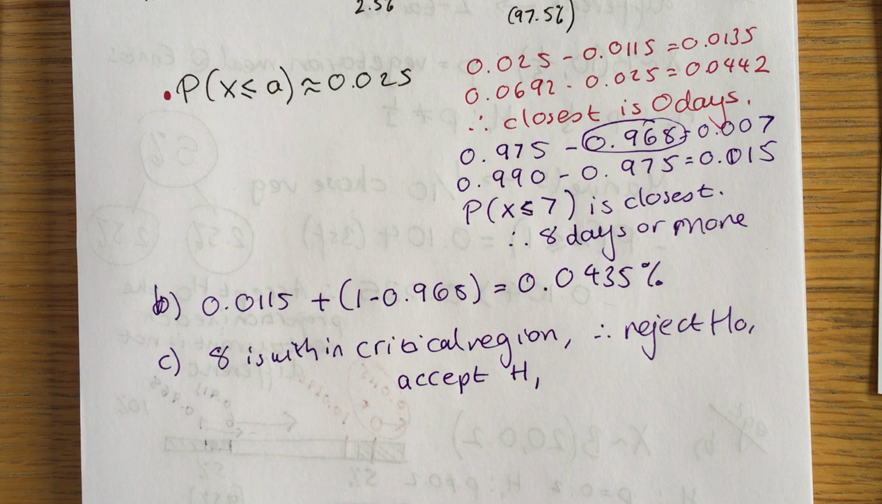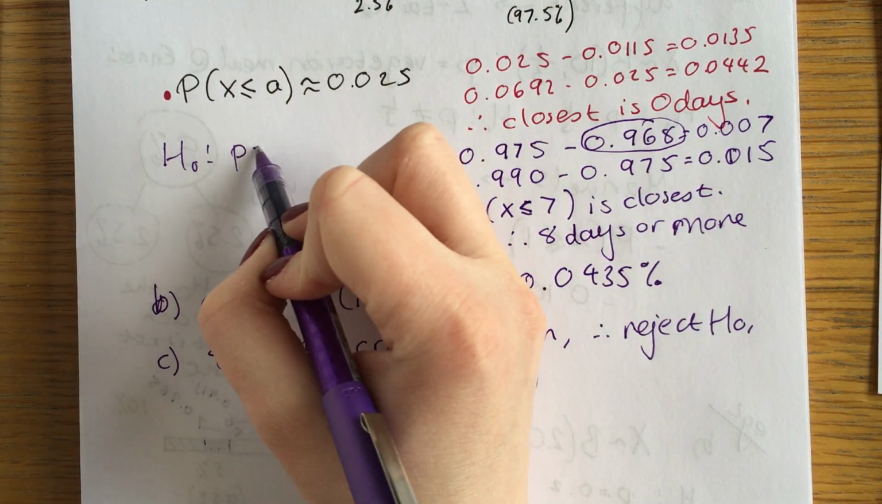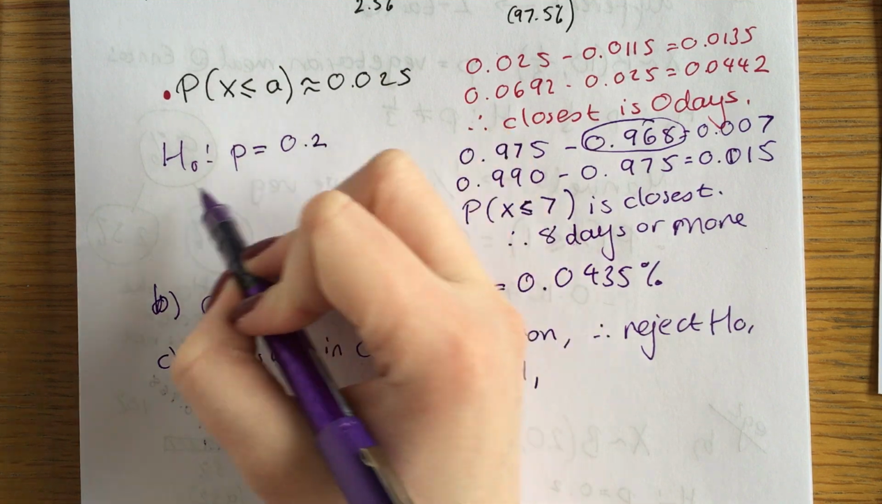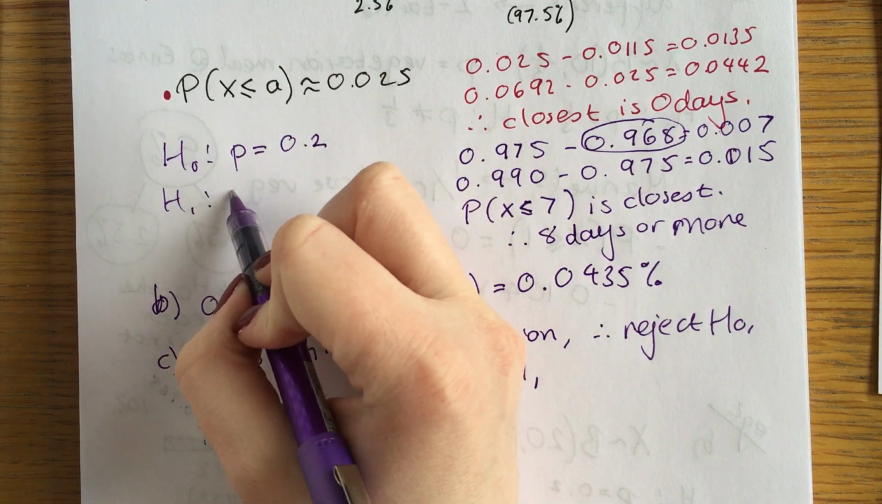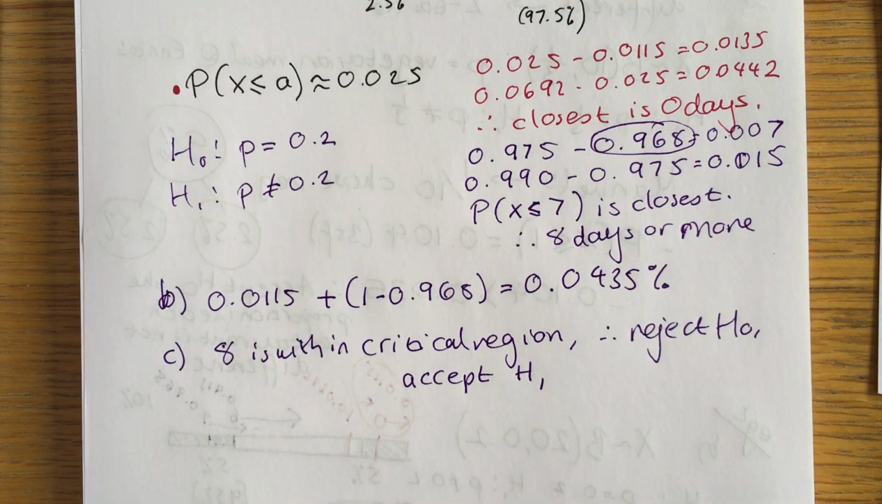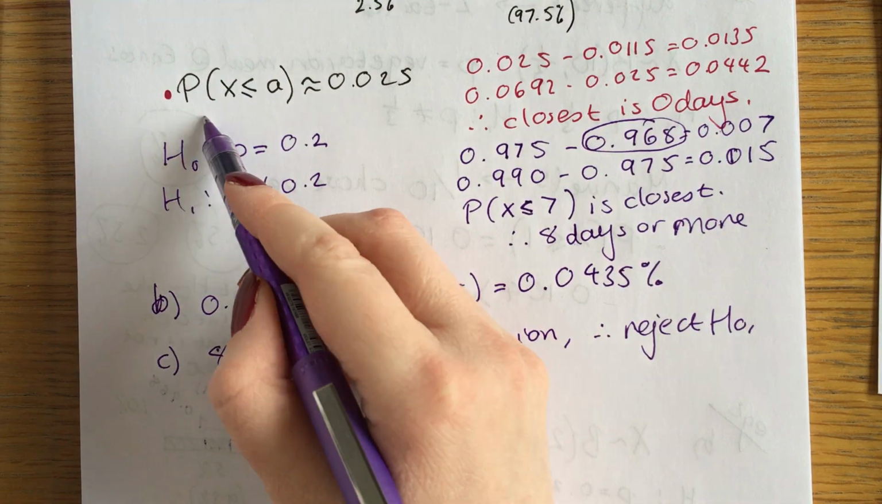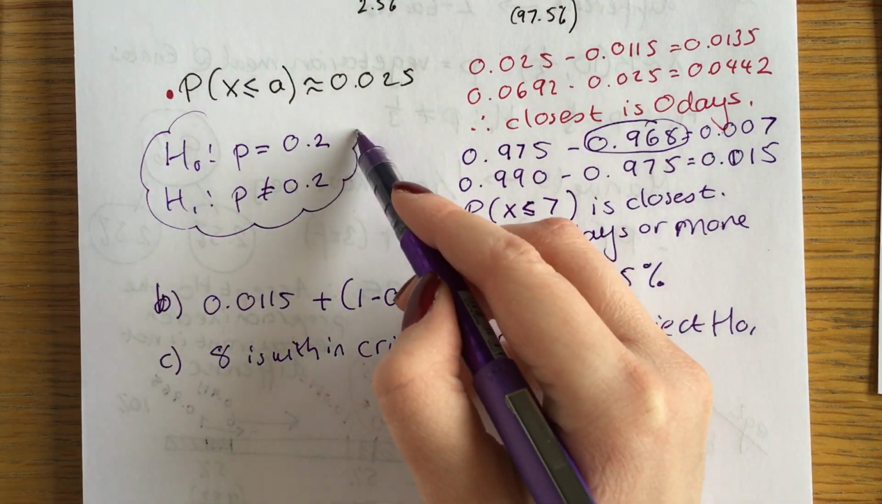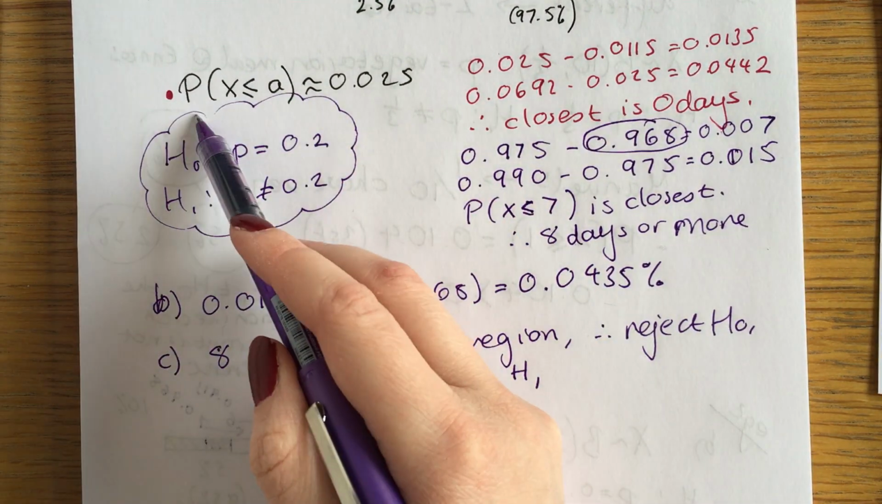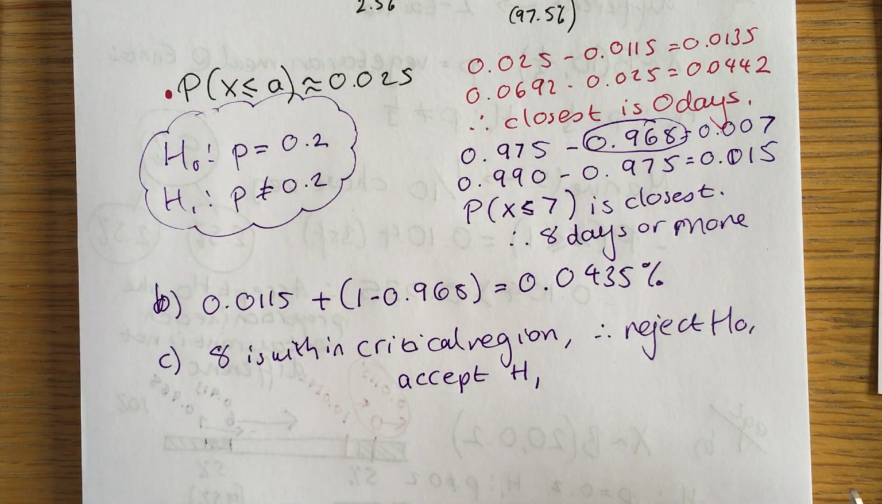That is awful. Right, let's go back. H0 was the probability that it was equal to 0.2. And H1 was the probability that it's not equal to 0.2. I was so into the actual solving of the question that I forgot to write down my hypotheses. I would have lost marks in the first question, so I apologise for that.